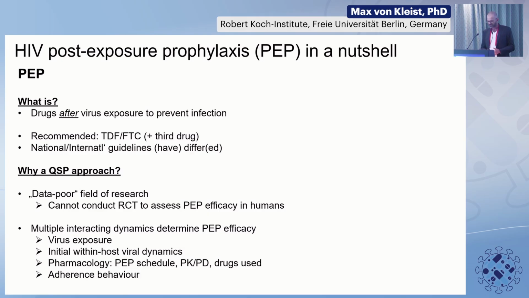So why do we need modelers for this? There are two answers. First of all, this is really something where you can fill a gap, because PEP is the most data-poor field of research, at least in terms of human efficacy data. As you can imagine, you cannot do a randomized controlled clinical trial with PEP, because you simply cannot deny people drugs to prevent infection. Therefore, it's also hard to assess the efficacy, which I will tell you in a second how this is quantified for prophylaxis.